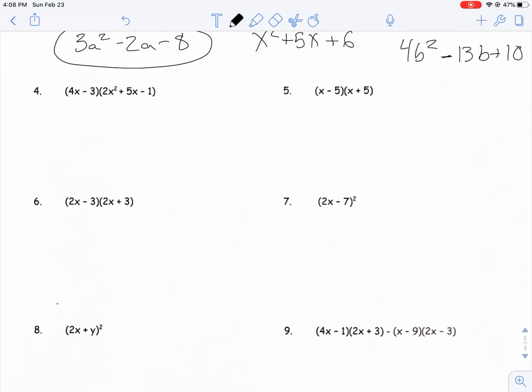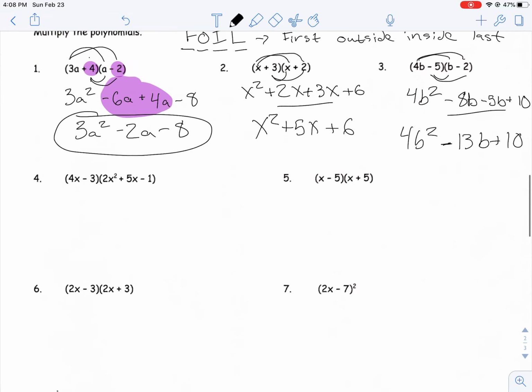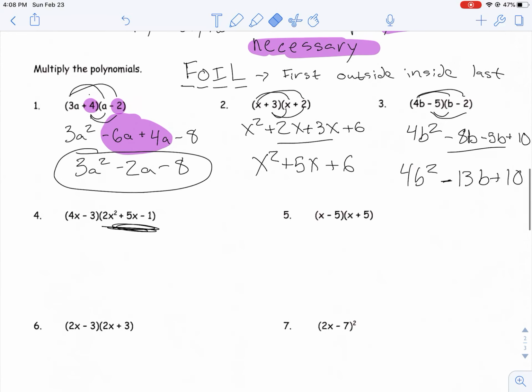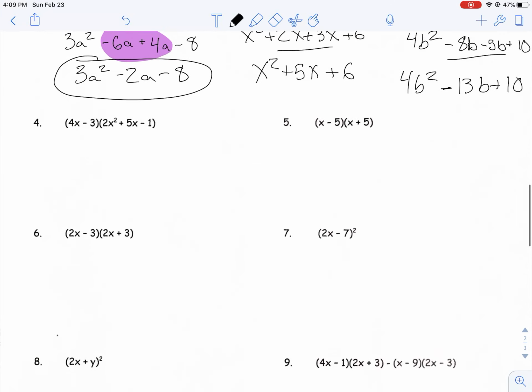4x minus 3. This is going to get distributed in here, and this is kind of why they don't use FOIL, because now what we have is 3 terms. And so that would add more difficulty to just using the FOIL method. We just have to distribute everything now. So basically, this is how I set this one up. The 4x has to go to everything, distribute to everything. The negative 3 also has to go to everything. So we're actually going to end up with 6 terms here.